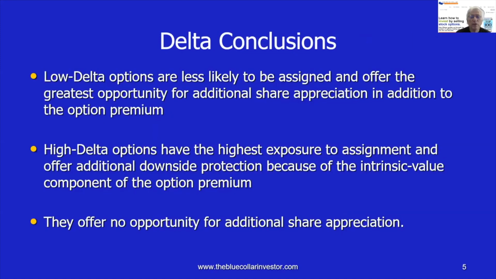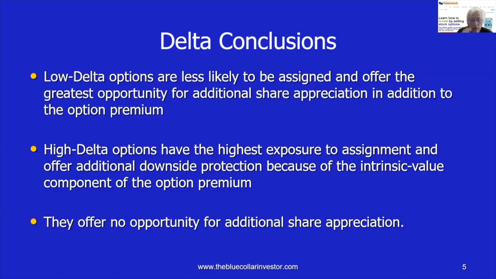So let's see, what are our delta conclusions now based on the information that we've stated so far? Well, low delta options are less likely to be assigned. So we might want to go deep out of the money in that particular case. And they also offer the greatest opportunity for additional share appreciation. So if we had a stock at 50 and we were looking at the 57 strike, that's deep out of the money. We have an opportunity for $7 per share profit if the share moves up from 50 to 57. Plus you get your option premium.